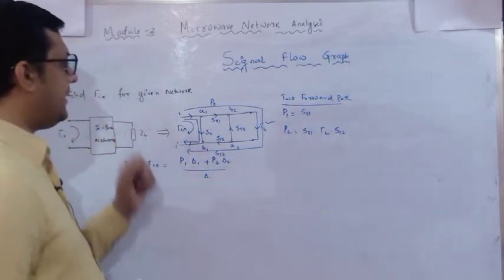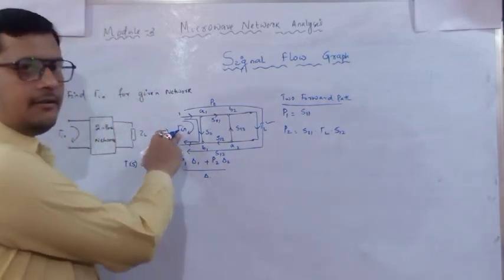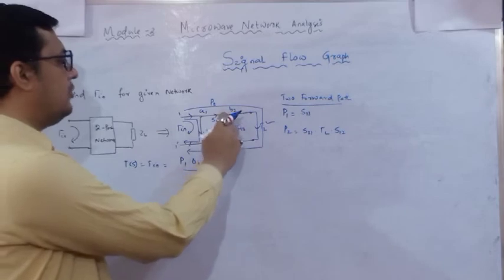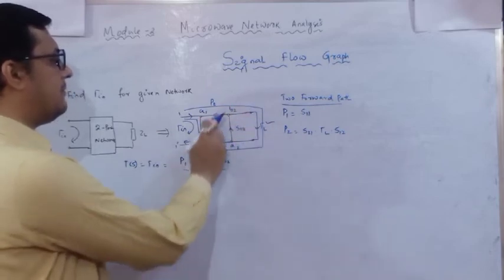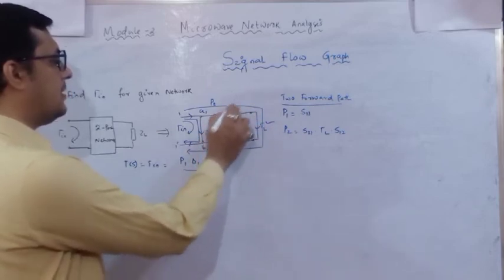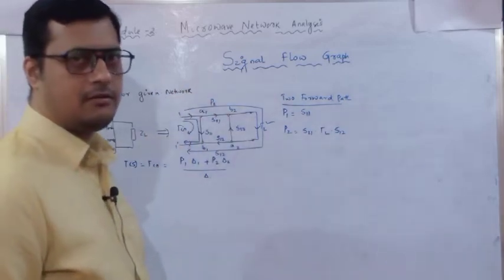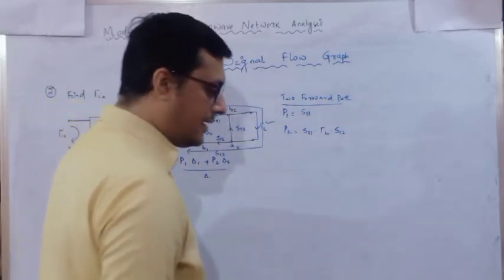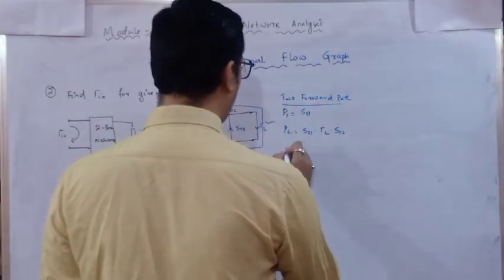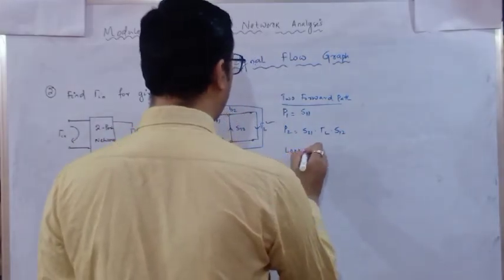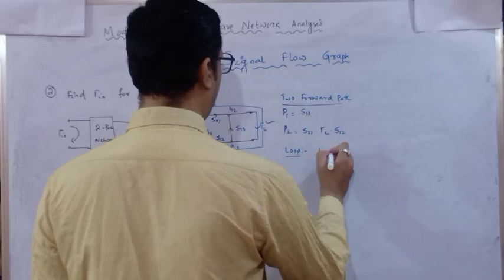If you can see, this is the first path, and how many loops? There is one loop, the closed path loop. This particular path does not touch this particular loop. So how many loops are there? We have to see the loops. There is only one loop, that is L1.